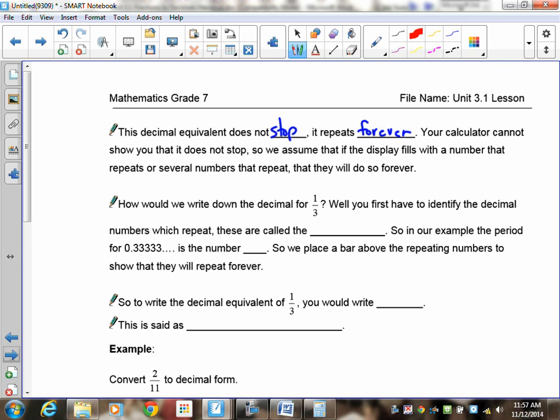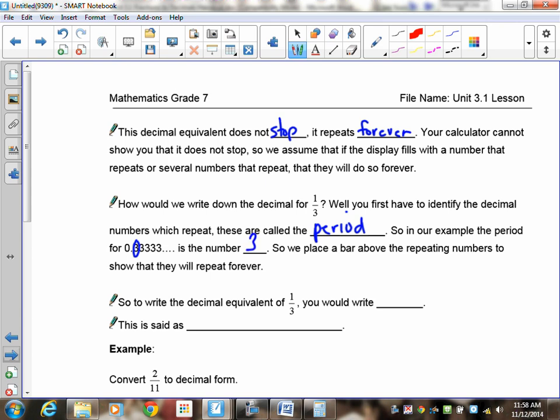Because it repeats forever, it's impossible for us to write it down as a decimal. So we have to have some way of writing down that it goes on forever to tell people that. Okay? So to do that, we first have to identify the part that repeats. And that repeating part is called a period. In our number, the part that repeats is the 3. You want to locate the smallest part that repeats. So don't put down that it's 3 repeating 3 repeating. The number that repeats is a 3.